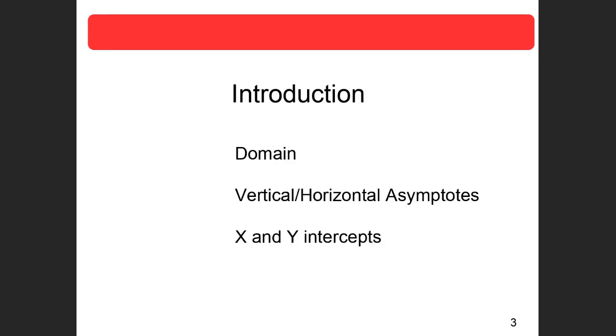The things that you will have to know this week is how to find the domain of a rational function, how to find the vertical and horizontal asymptotes of a rational function, and how to find the x and y intercepts of a rational function.